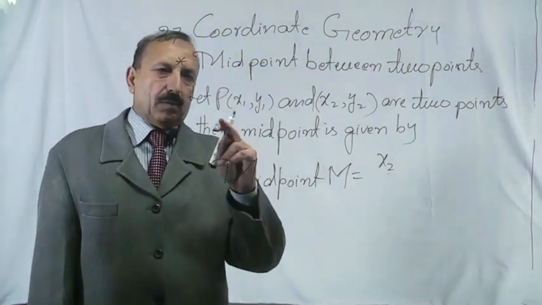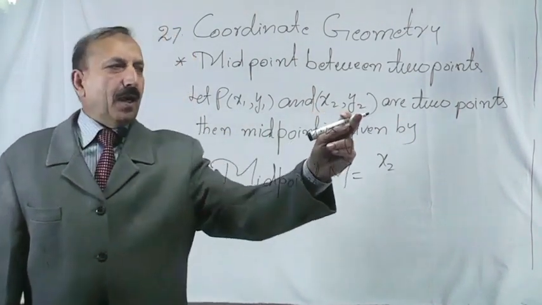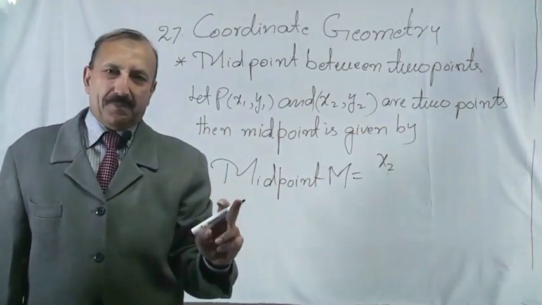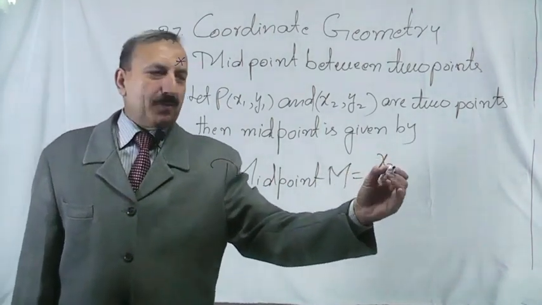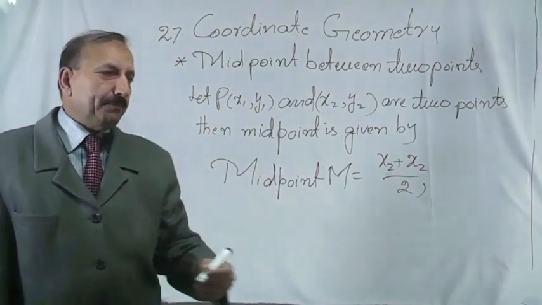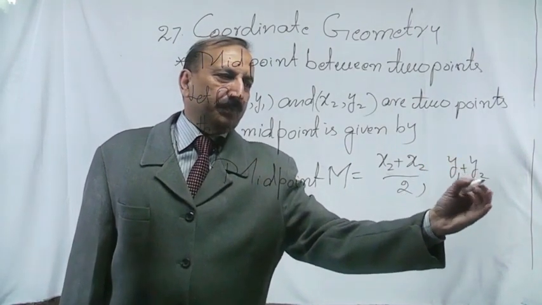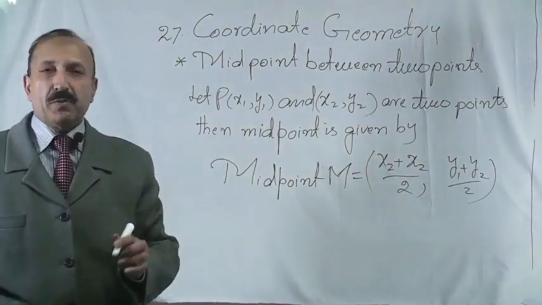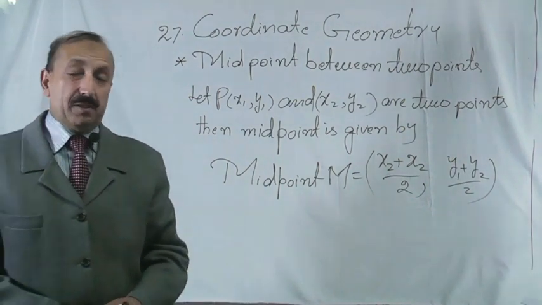So let P of x1, y1 and Q of x2, y2 be two points. Then the midpoint M is equal to x1 plus x2 divided by 2, and the second component of this point is y1 plus y2 divided by 2. This formula will give you the midpoint whenever you need to find it, and it has some application in the CIE exam.